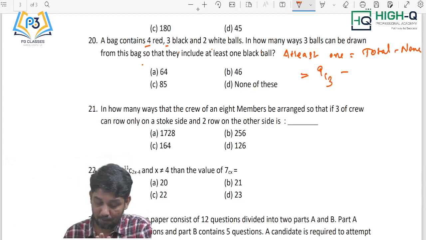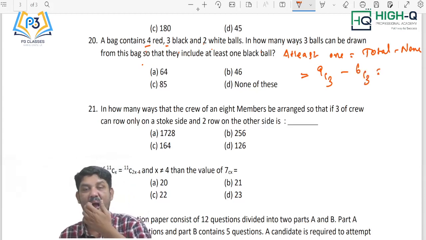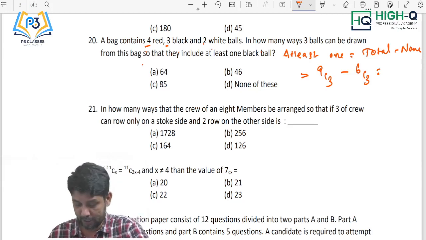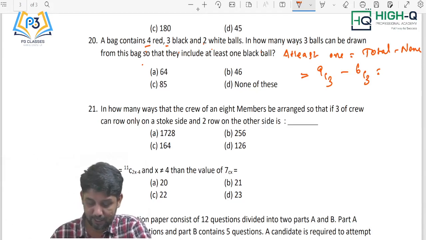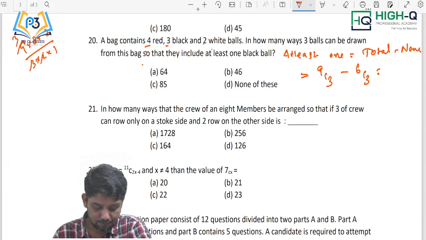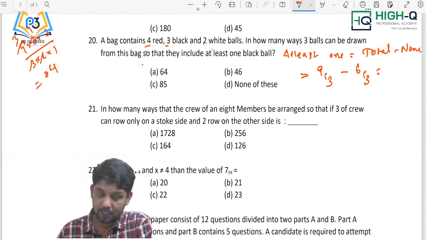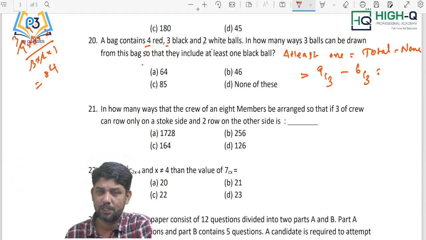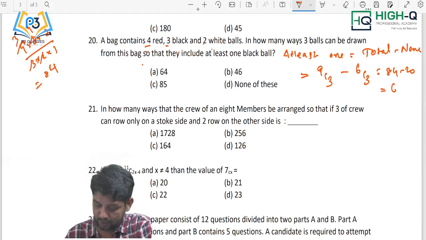What is no black ball? That option we are going to eliminate. 4 plus 2, 6. 6C3. None of them are black. That option I am going to eliminate. So what is 9C3, my dear? 9C3 is 9 into 8 into 7 by 3 into 2 into 1, that is 12 sevens are 84. 6C3 is 6 into 5 into 4 by 3 into 2 into 1, 20. So 84 minus 20 is equal to 64.